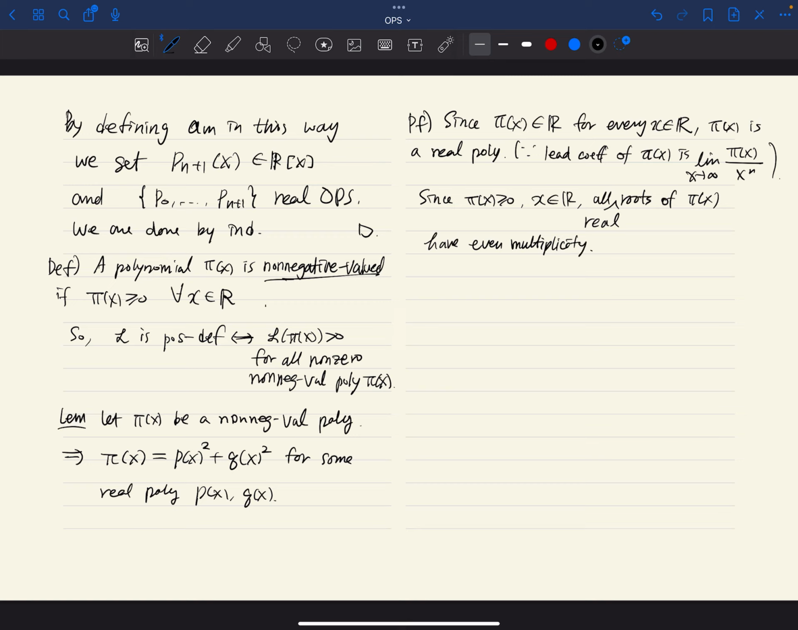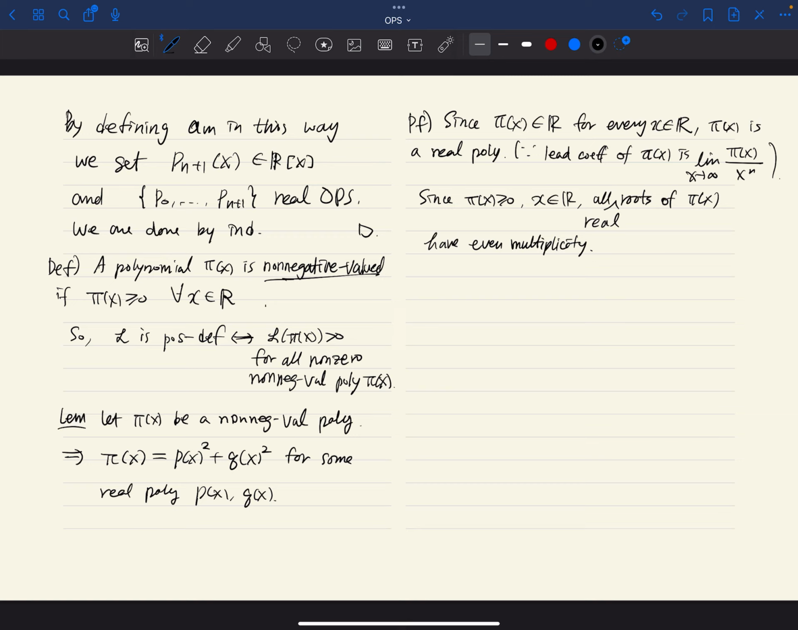Because you can factor this out. Otherwise, if you write the graph y equals p(x), if the multiplicity is odd, it touches the x-axis. If the multiplicity is odd, then it looks something like this or something like that. So it will always have negative values. So that's why it's non-negative values.